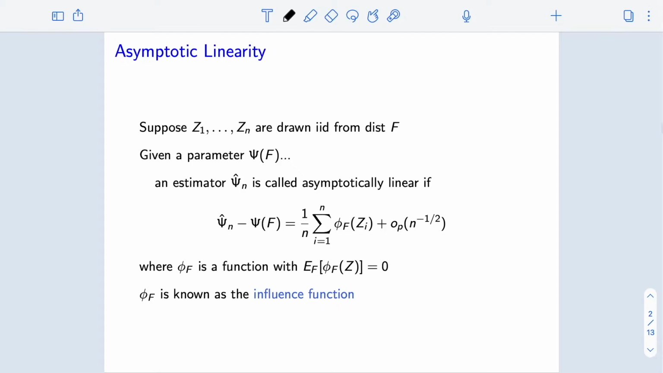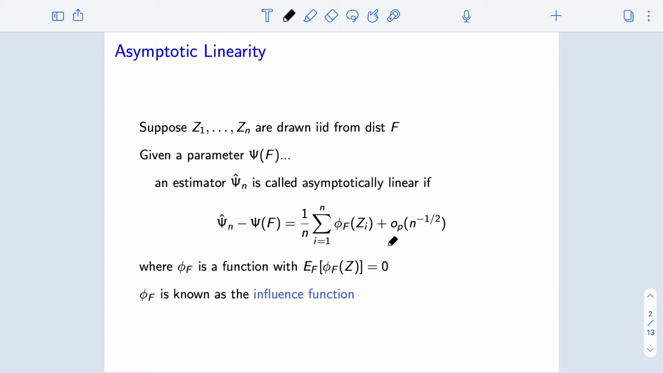All right, just a quick reminder about asymptotic linearity. Here, if we have n observations drawn identically and independently from some distribution f, and we have a parameter psi of f that we're trying to estimate and come up with an estimator psi hat n of f, a function of our data, we call that estimator asymptotically linear if this expansion here holds, if the difference between our estimator and the parameter we're trying to estimate is an empirical average of n IID terms plus some asymptotically negligible remainder.